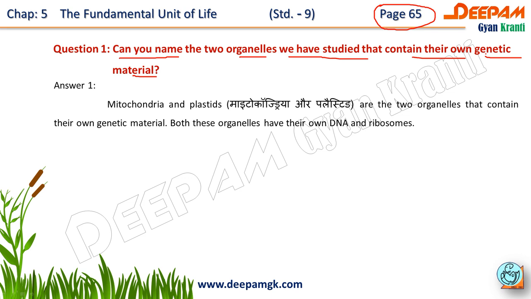Mitochondria and plastids are the two organelles that contain their own genetic material. Both these organelles have their own DNA and ribosomes. Once again, the question is to give the names of the organelles we have studied that contain their own genetic material, and they are mitochondria and plastids.